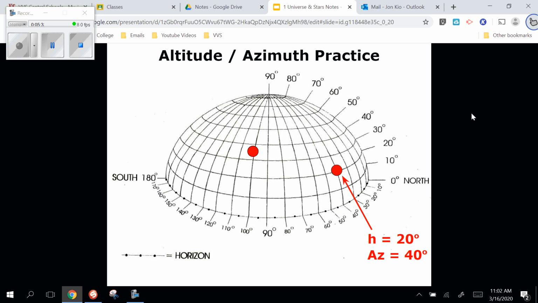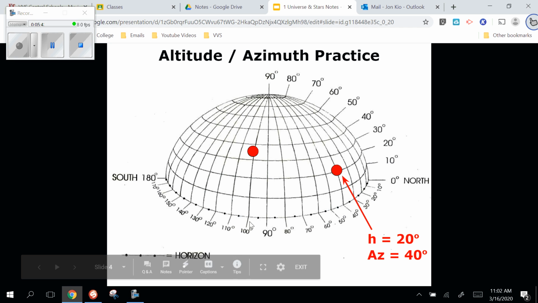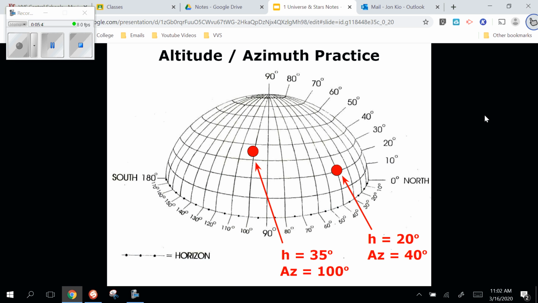All right, another one. Looks like we're between this horizontal line and this horizontal line. So we're between 30 and 40, so probably like 35 degrees north. And then we're falling right on the 100-degree azimuth line. So we're going to say height of 35 degrees, azimuth 100 degrees. 2 points. In the sky, we can find a star, find a point.